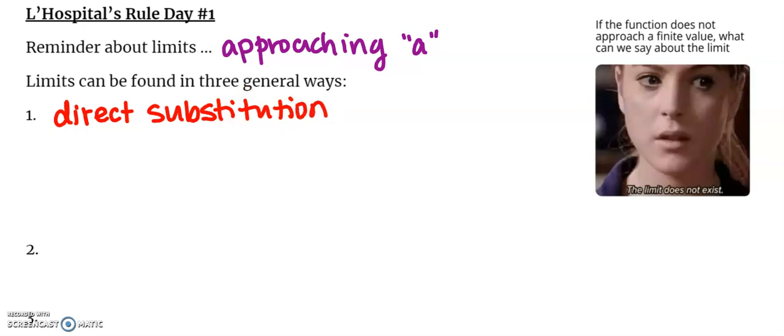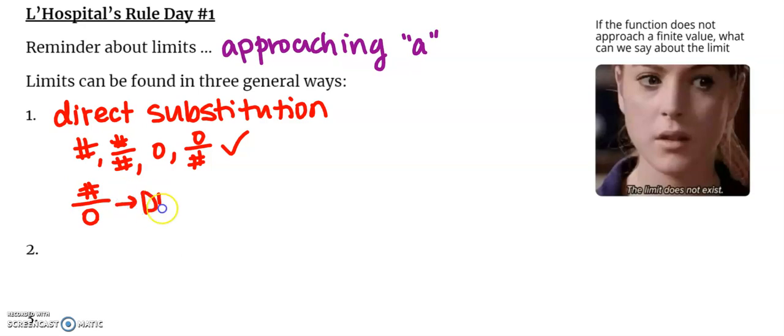Direct substitution will lead you to a variety of things. It might lead you to a number, a number over a number, 0, or 0 over a number. All of these are fine, those are just your answers. Sometimes direct substitution will lead you to a number over 0, and this we would say the limit does not exist, because that means you've hit some sort of a vertical asymptote. From the right or from the left, your function might run up to infinity or down to negative infinity. But overall, we can say the limit does not exist because we're not approaching a finite value. We're approaching an infinite value.